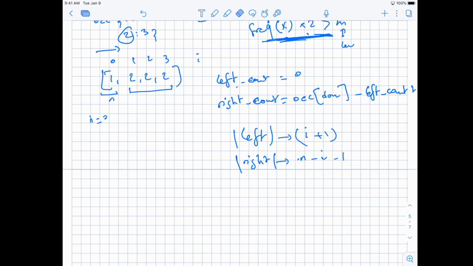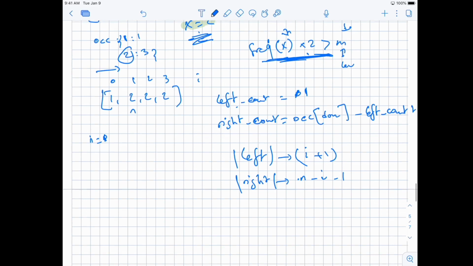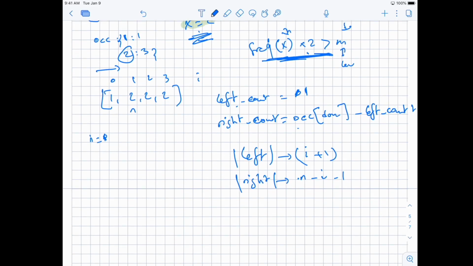And then now we go to 2. Okay, so I is equal to 1. 2 is equal to the dominant element 2, so we increment left count by 1. And so that means left count is equal to 1. What is right count? It's just 3 minus 1, so it's 2.